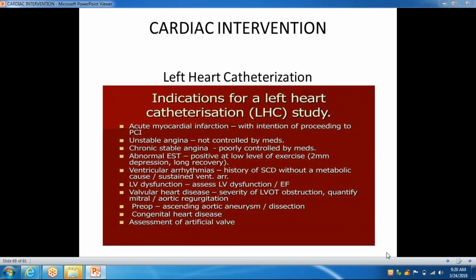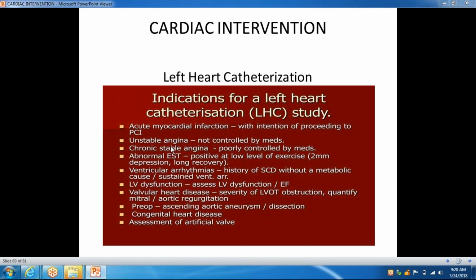And most institutions that do this procedure talk about a door to balloon time, or a door to stent time, and that should be 90 minutes or less. So that is our acute myocardial infarction.